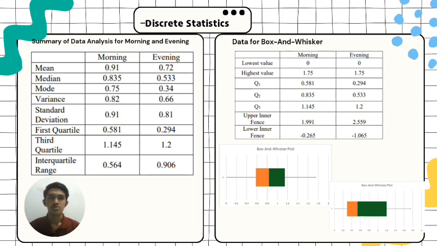Using the same method, we can also construct the box and whisker plot by using the data for the evening.